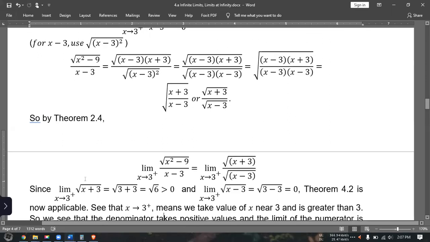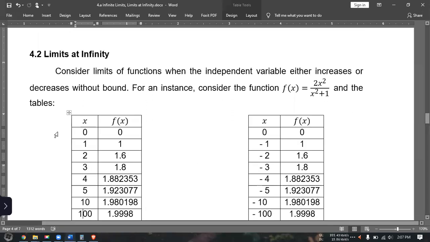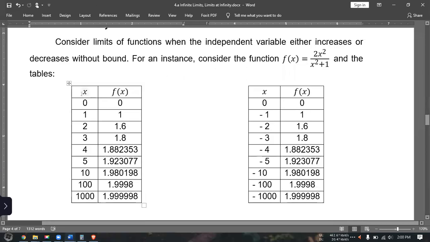Second part, limits at infinity. So it is the opposite of infinite limits. If in infinite limits, as x approaches any value, the function is approaching infinity, here our input is trying to approach infinity. And we have to evaluate what specific value the function is trying to approach. Observe this table.